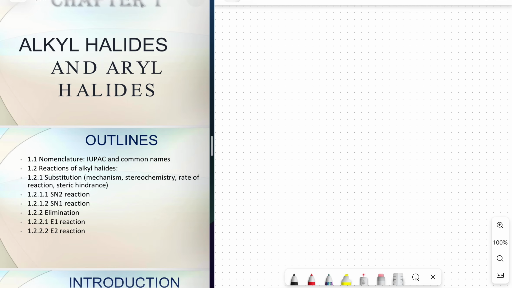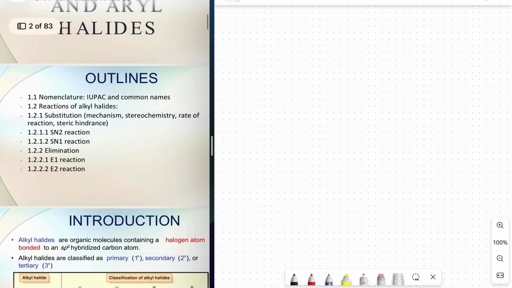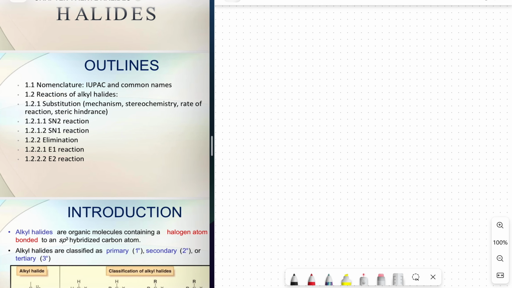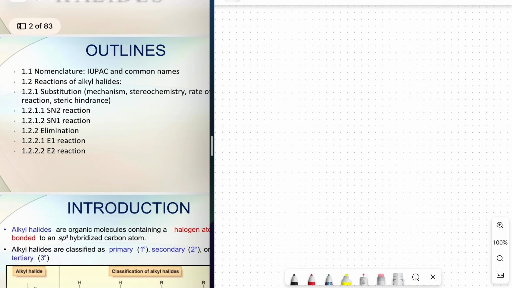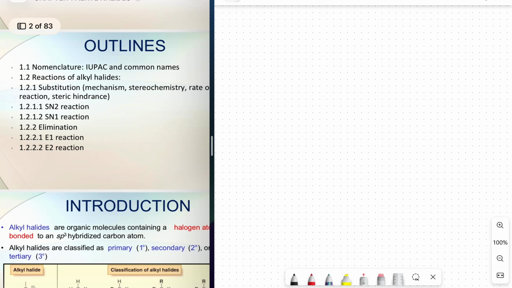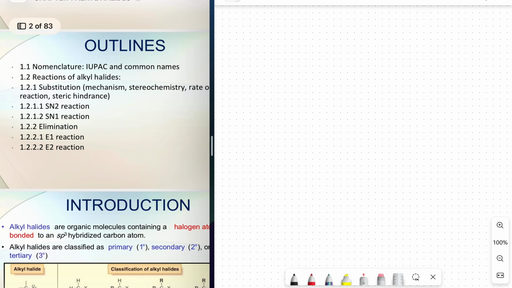So for this week we will learn chapter 1, alkyl halides. When we look at alkyl halides, the name is alkyl halides and aryl halides. These are the outlines for this chapter. We will learn the nomenclature, which here is the IUPAC and common names of alkyl or aryl halides.